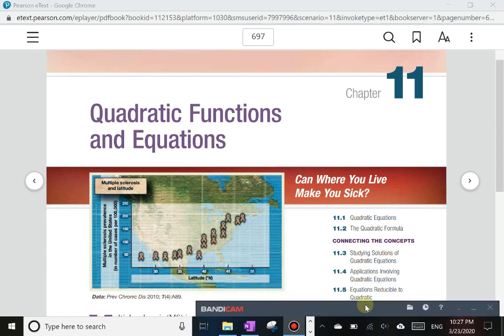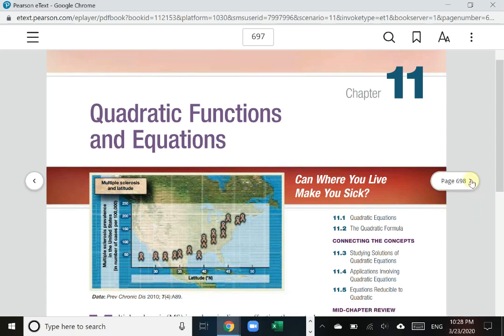Okay, so this is chapter 11. In chapter 11, we're going to take a look at quadratic functions and equations. So I have a page of the book. We are on page 697 of the textbook. Now, for this video, we're going to take a look at section 11.1, which is right in here. Quadratic equations is what we're going to look at in this section.